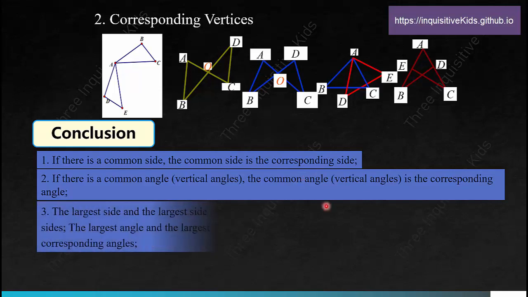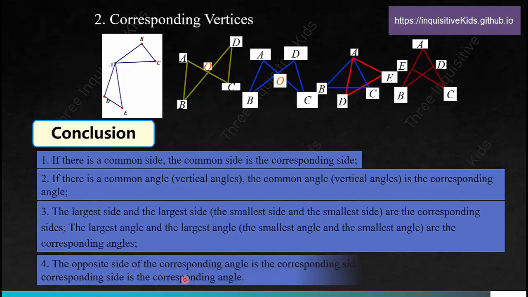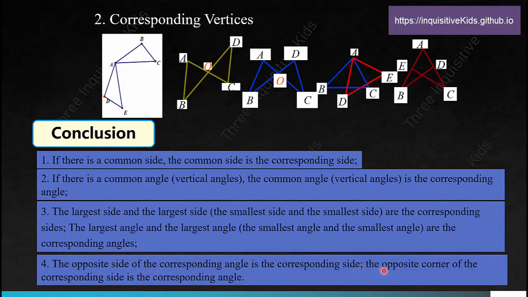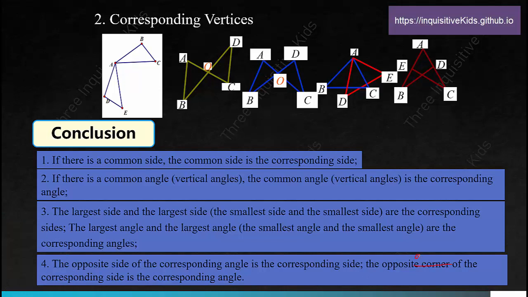The largest side and the largest side of each triangle, or the smallest side and the smallest side, are corresponding sides. The largest angle and the largest angle of each triangle, or the smallest angle and the smallest angle of each triangle, are the corresponding angles. The opposite of the corresponding angle is the corresponding side. The opposite angle of the corresponding side is a corresponding angle.